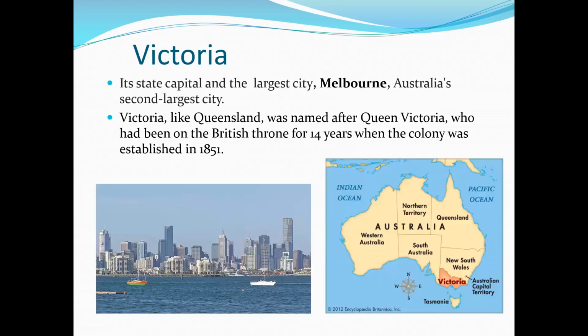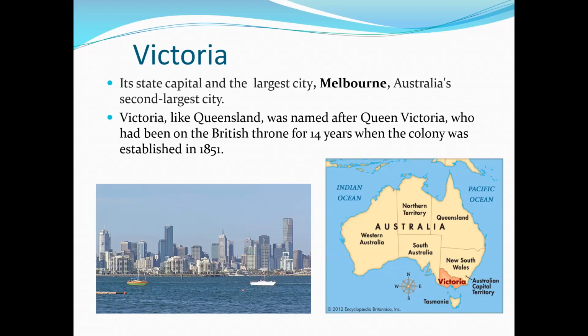The next state is Victoria. Its state capital and the largest city is Melbourne. It is the second largest city in Australia. It's interesting that Victoria, like Queensland, was named after Queen Victoria, who had been on the British throne for 14 years when the colony was established in 1851.